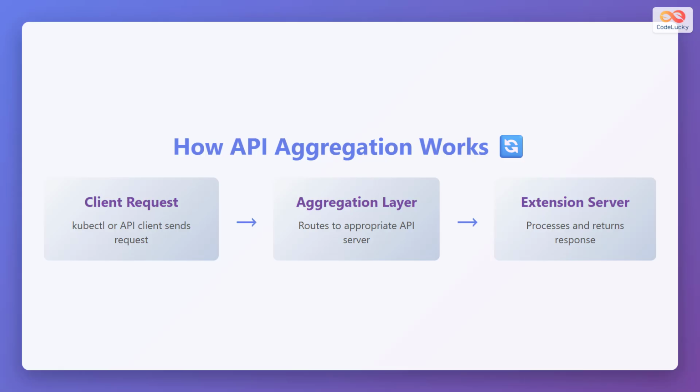Here's how the request flow works with API aggregation. First, a client, such as kubectl or any API client, sends a request to the Kubernetes API server. The aggregation layer then examines the request and routes it to the appropriate API server based on the API group and version. Finally, the extension server processes the request according to your custom business logic and returns the response back through the aggregation layer to the client. This seamless routing makes your custom APIs appear as if they're native parts of Kubernetes.